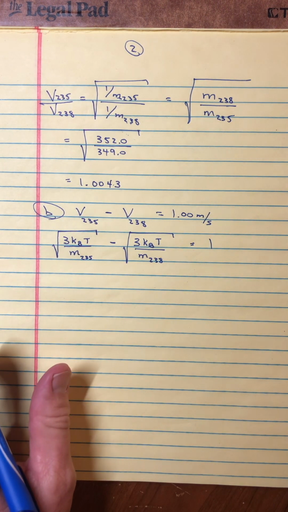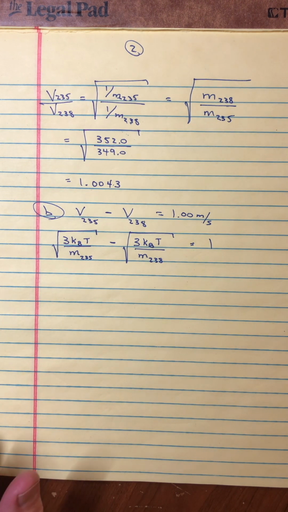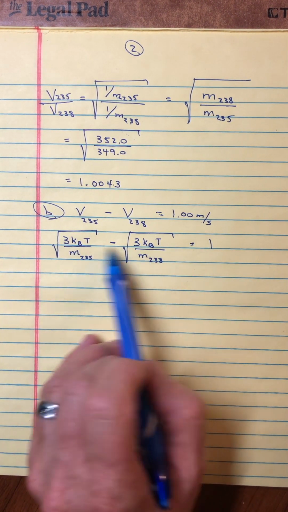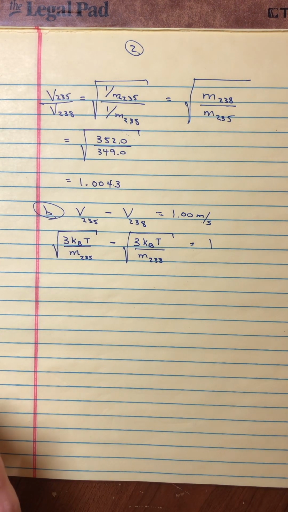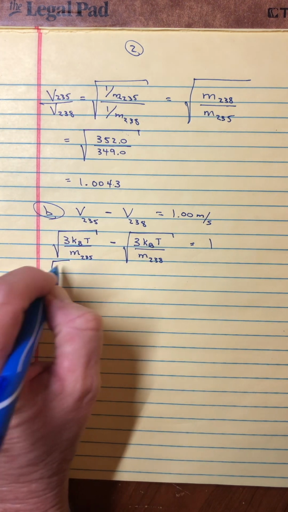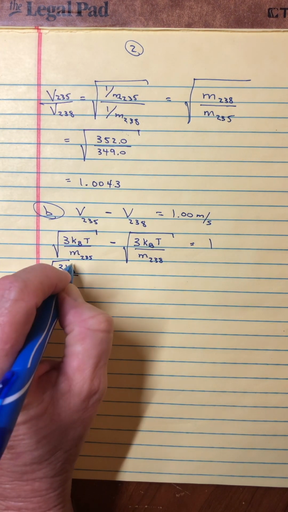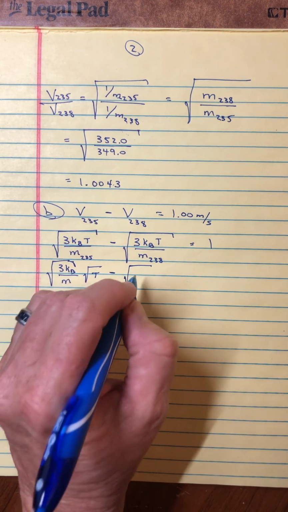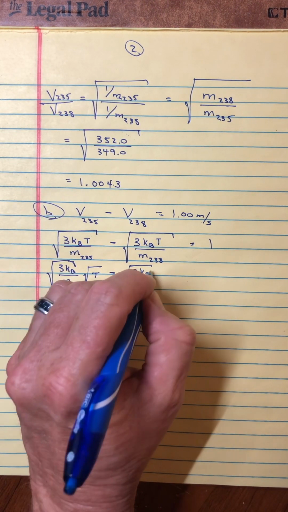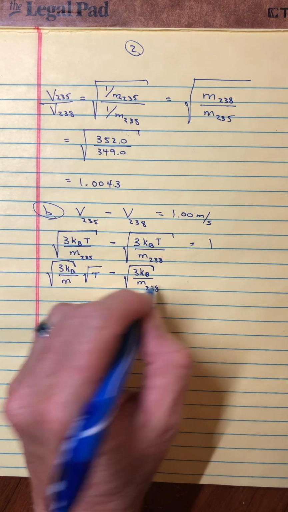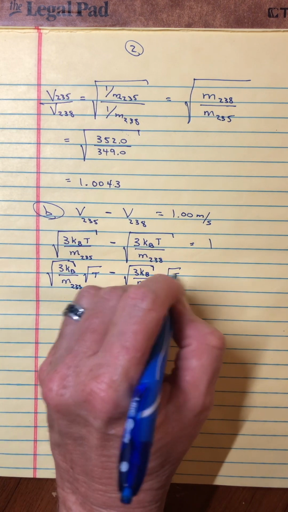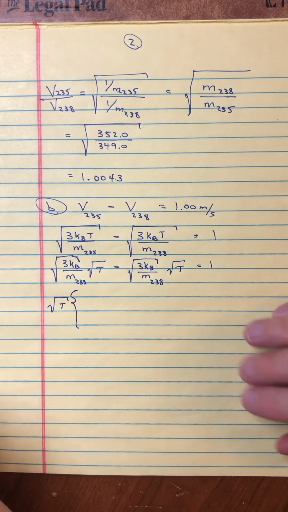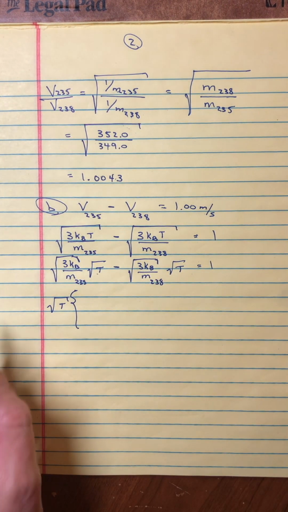Now, if it will be okay, I do have some math here I need to do. I'm trying to solve for temperature, but at least what I am saying is these would be the same temperature. So let me separate this out, so I'll have a square root of 3 times Boltzmann's constant over the mass, and then the square root of T. And then I will subtract that from the square root of 3 times Boltzmann's constant over the mass. And I should put 238 here and 235 here. Both have the square root of temperature. It allows me to get the temperature by factoring it out.